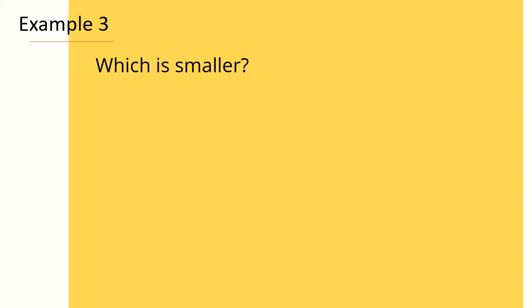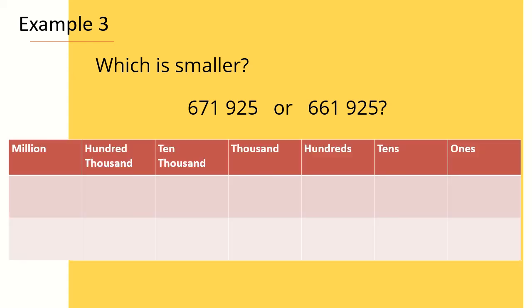Next, example 3 is asking you which is smaller. So it's either 671,925 or 661,925. So as usual, it helps if you have a place value chart. So let's just put in the numbers in here, starting from the back. So the first number here, 5, 2, 9, 1, 7, 6. The second number is 5, 2, 9, 1, 6, 6.